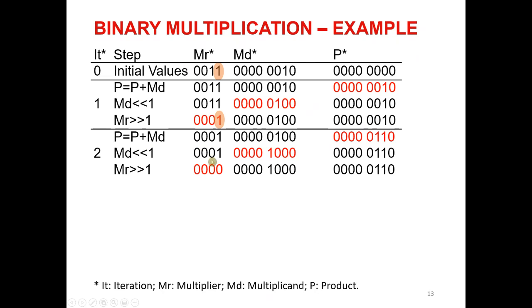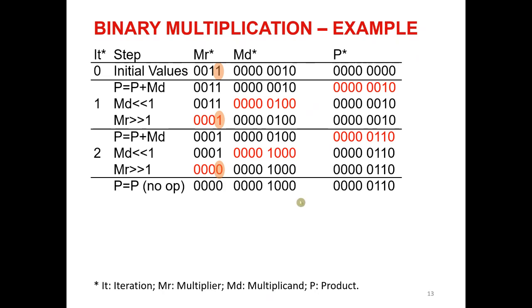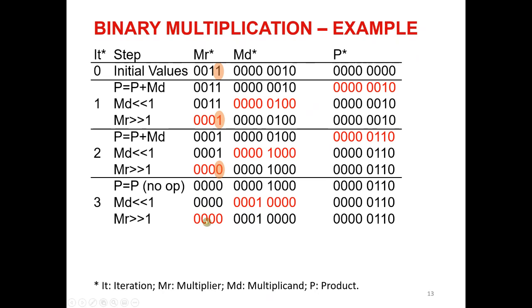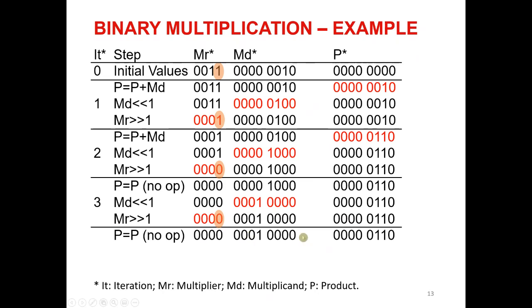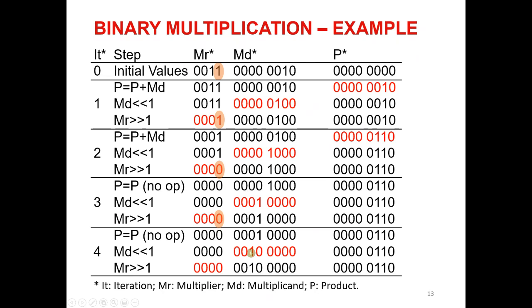In this case the digit we are considering from the multiplier is 0, so we don't need to do any operation. We just keep the value in the product. We shift left the multiplicand as always, and we shift right the multiplier and check the value, and again it is 0, and if it is 0 we don't need to do any operation. We just continue the algorithm, shifting the multiplicand left 1 bit and the multiplier right.